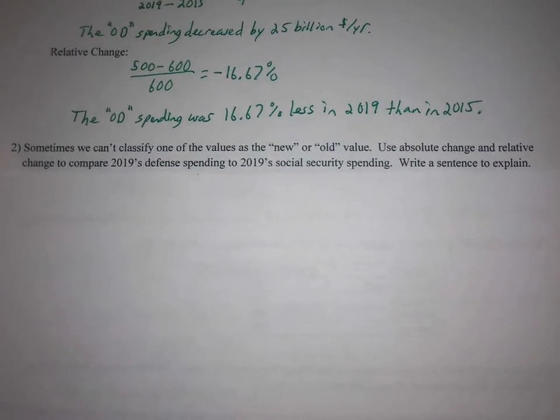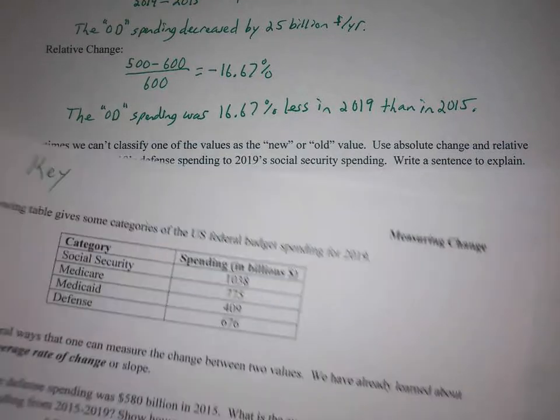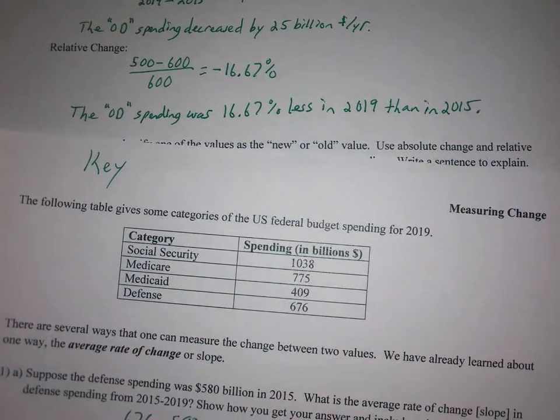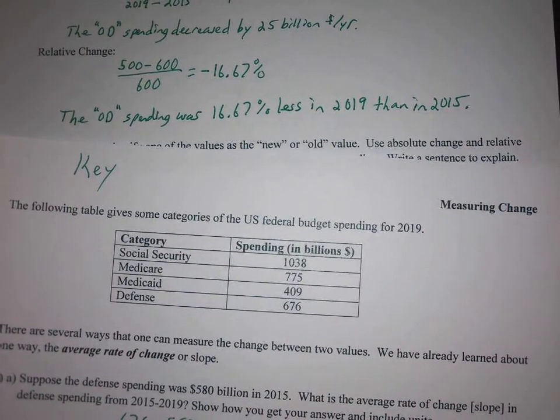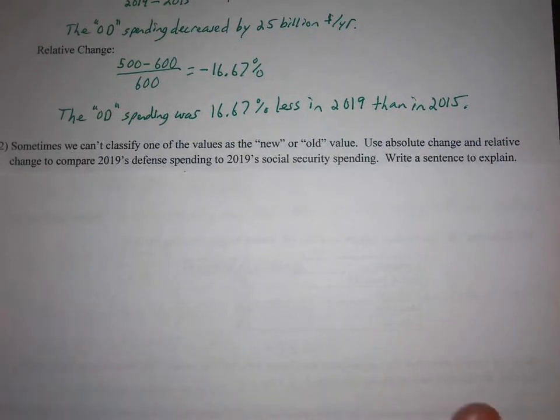The next example we look at brings up a different case. Sometimes we can't classify one of the values as the new or the old value. We're going to use absolute and relative change to compare the 2019 defense spending to 2019 Social Security spending. What's important to understand here is that now we're looking at just the comparison between two different categories in the same year. So we can't really say that one of them is a new value and one of them is an old value. Okay, so that's a little wrinkle on this absolute and relative change.